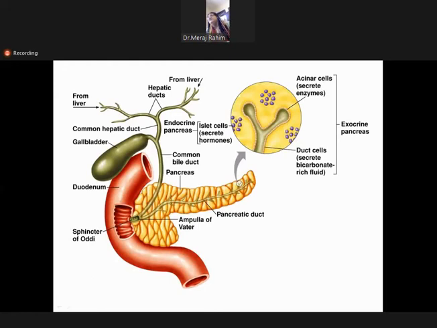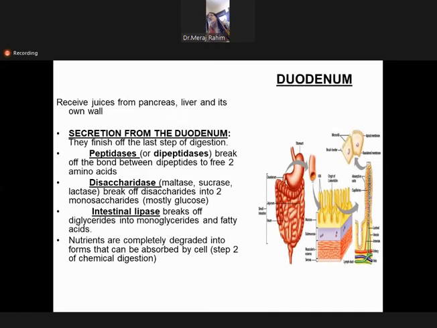Okay, so this is how it is. Now, as I told you, the duodenum receives a lot of enzymes from the pancreas and from the liver, so they aid the digestion. And look at this, all together, the peptidases break the bonds of the proteins and make them into amino acids, smaller parts, so that the absorption of the protein occurs.